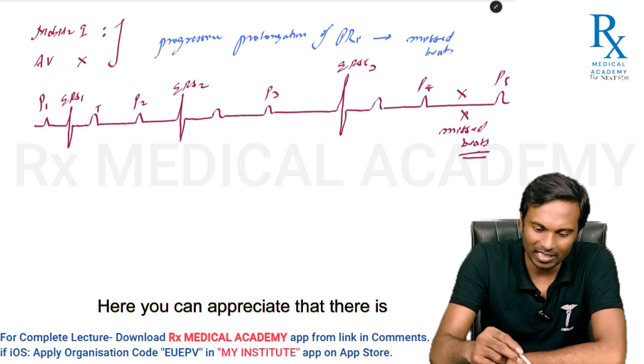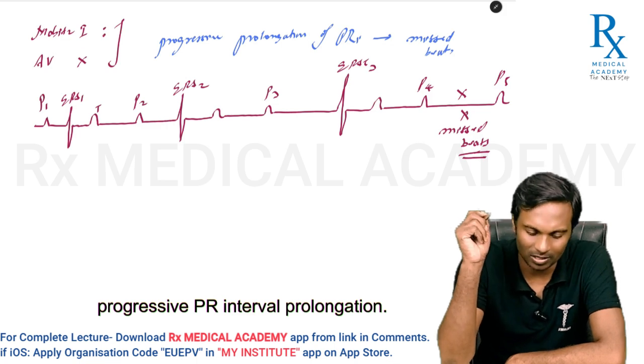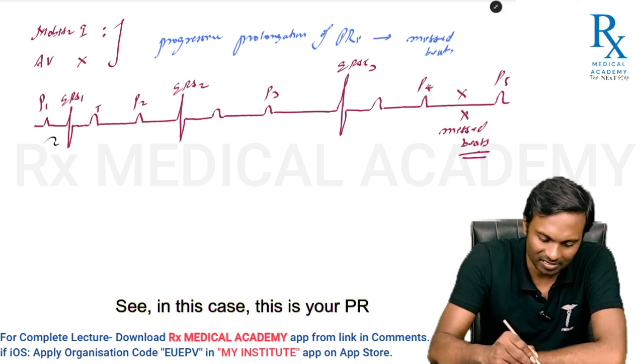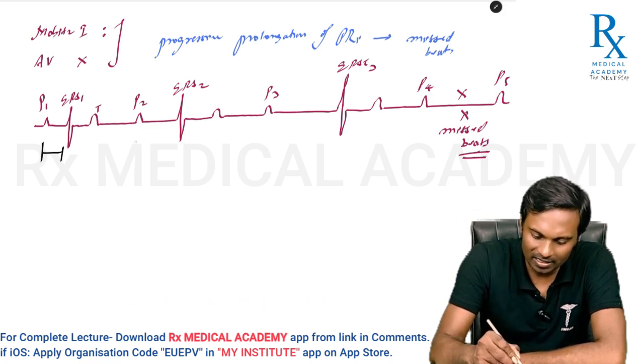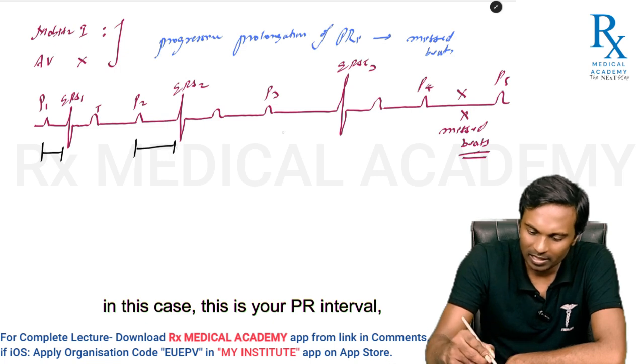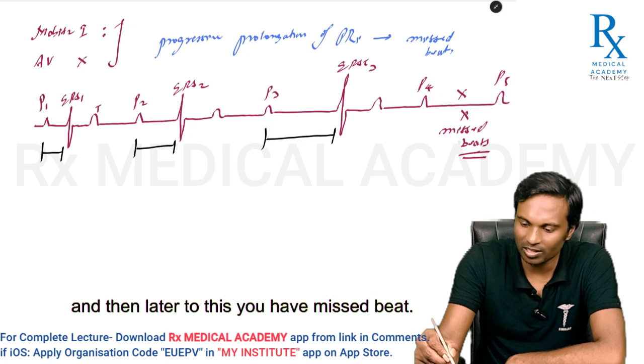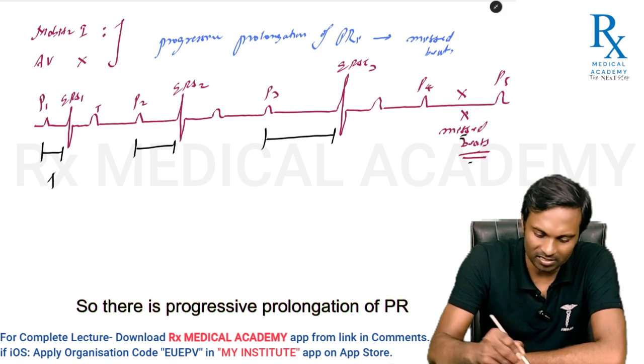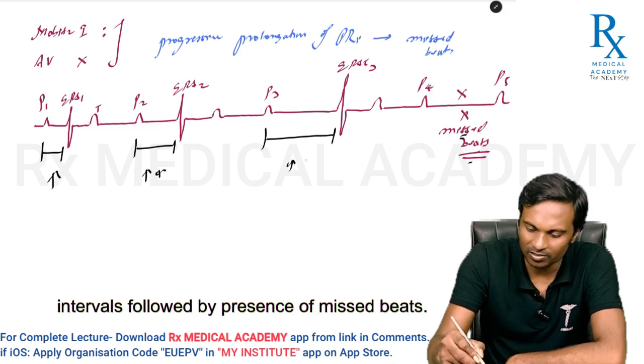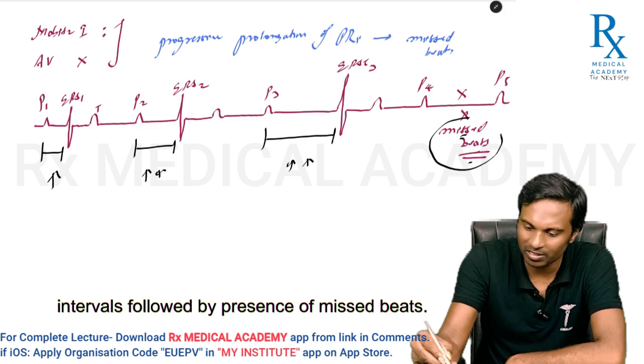Here you can appreciate that there is progressive PR interval prolongation. See, in this case, this is your PR interval. In this case, this is your PR interval. In this case, this is your PR interval. And then later to this, you have missed beat. So there is progressive prolongation of PR intervals followed by presence of missed beats.